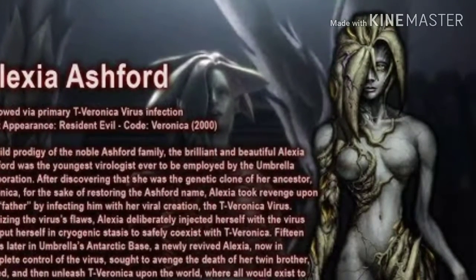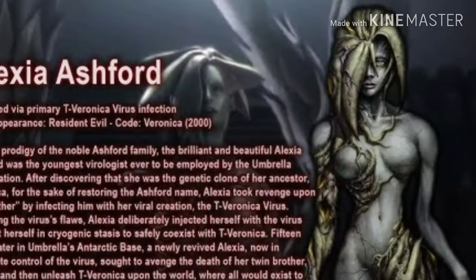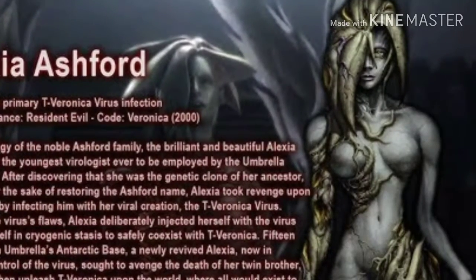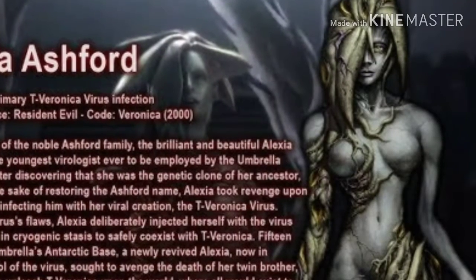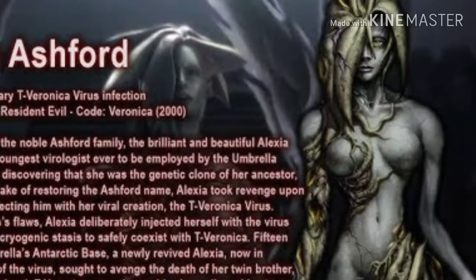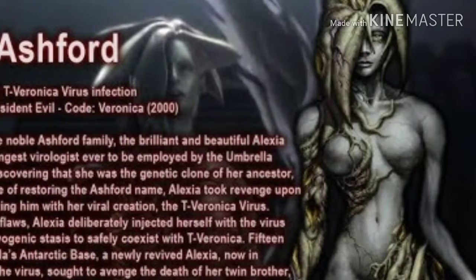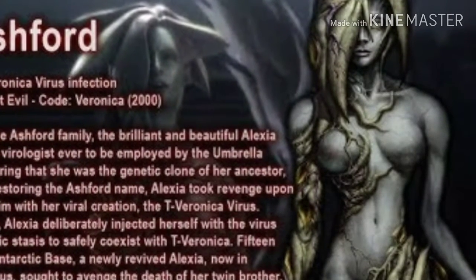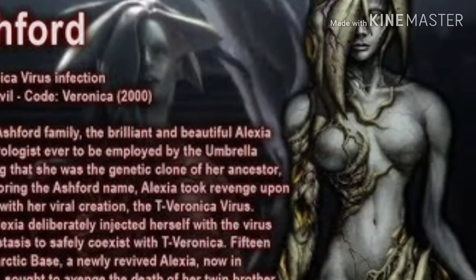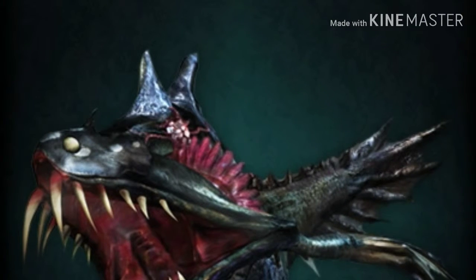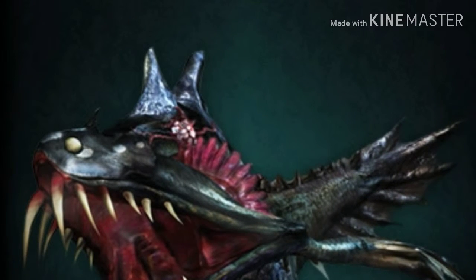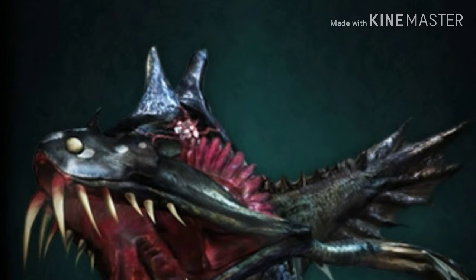Now, this is the Veronica virus. It's a variant of the Progenitor virus, which was made by Alexia Ashford of the Ashford family. It was created by taking the Progenitor virus and mixing it with an ant colony. She took some form of the Progenitor virus and mixed it with queen ant DNA, and that's how the Veronica virus came to be.